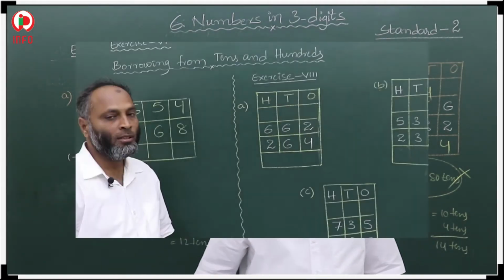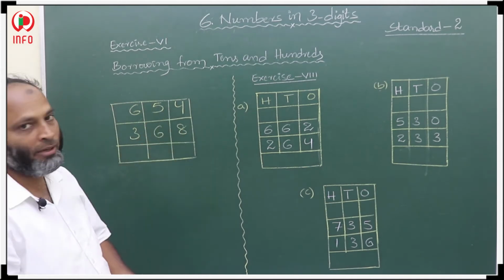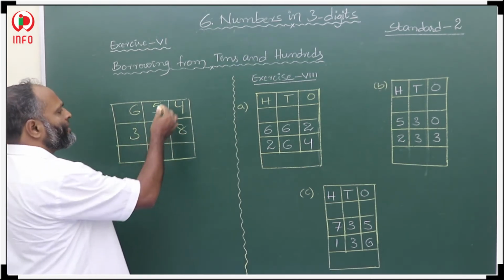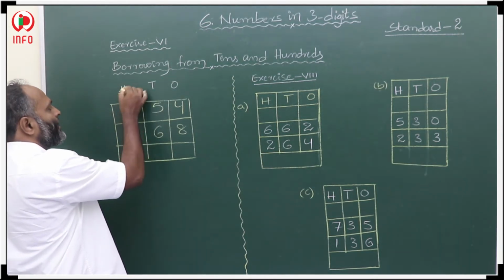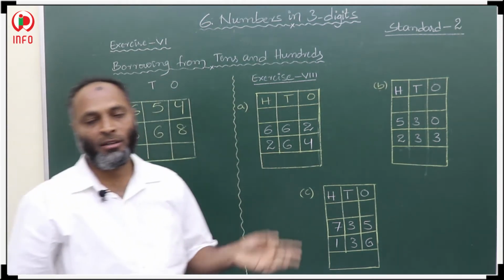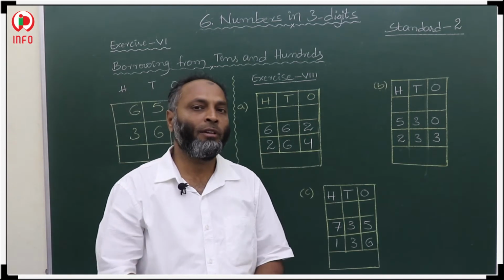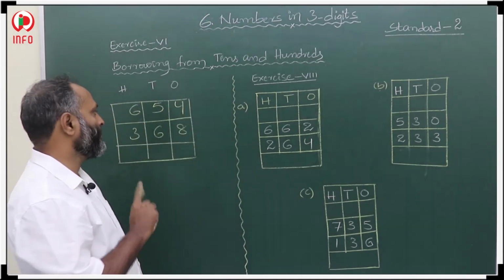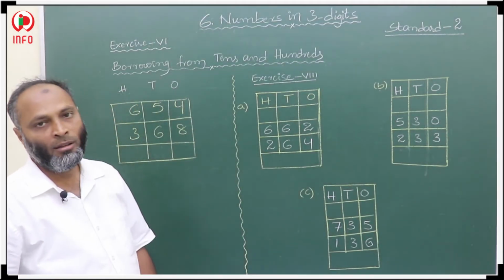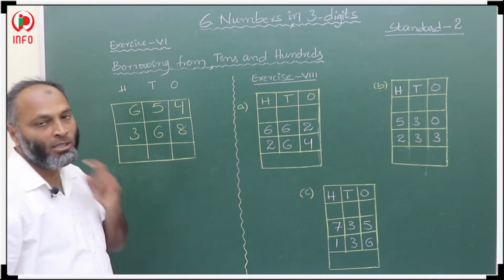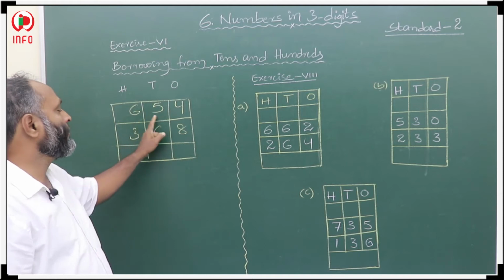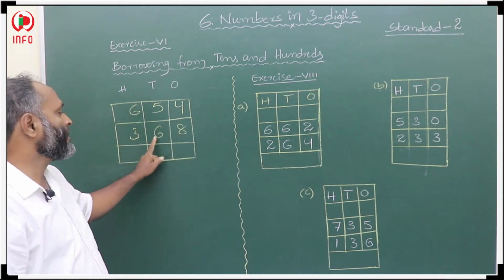Okay. Now see here, borrowing from tens and hundreds. This is the ones place, this is the tens place, and this is the hundreds place. Before, we borrowed from hundreds. Now here, how to borrow from tens and how to borrow from hundreds. See here, 654 and 361.